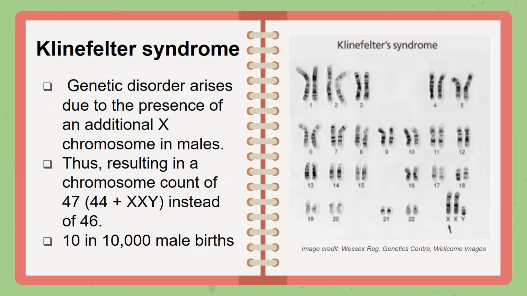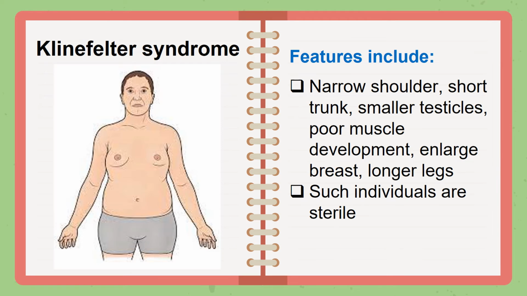Next is Klinefelter syndrome. The genetic disorder arises due to the presence of an additional X chromosome in males, resulting in a chromosome count of 47 instead of 46. This happens in 10 in 10,000 male births. The features include narrow shoulders, short trunk, smaller testicles, poor muscle development, and enlarged breasts. They have longer legs, and such individuals are sterile.